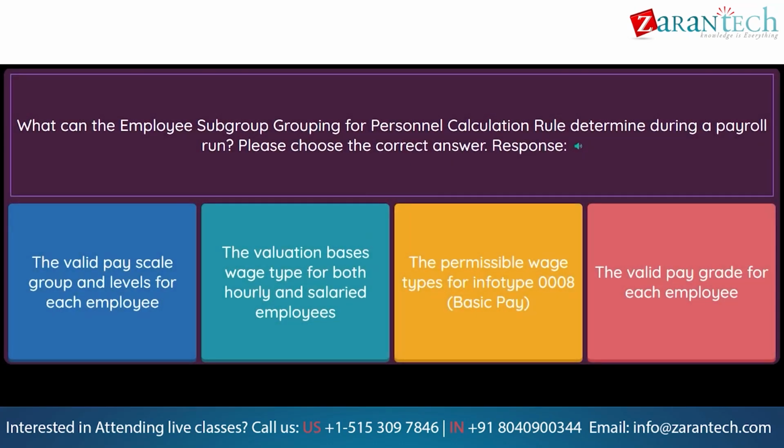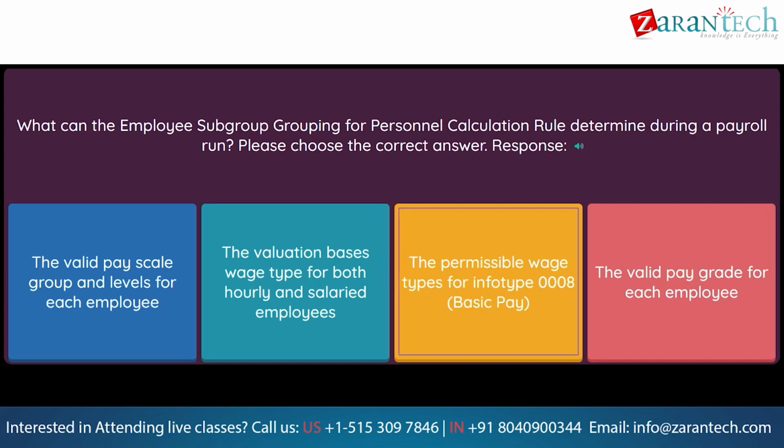Question: what can the employee subgroup grouping for personnel calculation rule determine during a payroll run? Please choose the correct answer. Response: Option 1, the valid pay scale group and levels for each employee. Option 2, the valuation basis wage type for both hourly and salaried employees. Option 3, the permissible wage types for info type 0008, basic pay. Option 4, the valid pay grade for each employee.